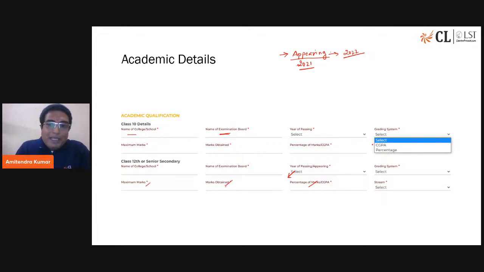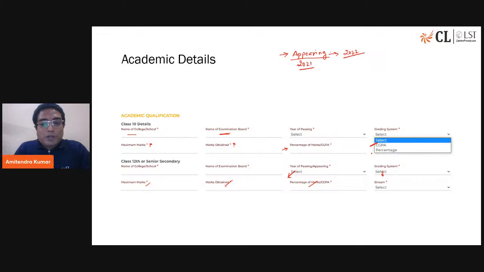Also, in case your board gives the marks in terms of CGPA and not percentage, what happens in that case? If you select CGPA, because that's how your board awards marks or certificates, then these two mandatory questions will not be there. They will be hidden, and you will only have to type your final CGPA over here against percentage of marks slash CGPA for both 10th as well as 12th. So here also you'll select CGPA or percentage from the drop down.